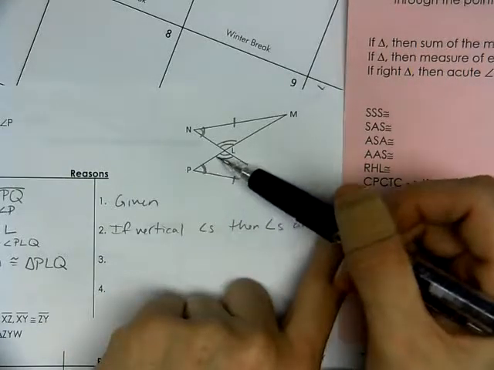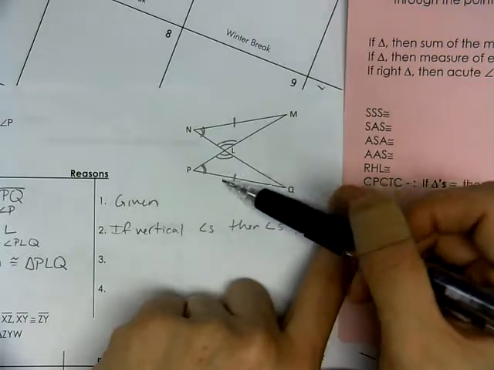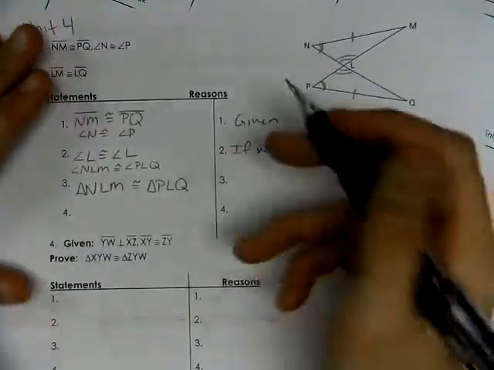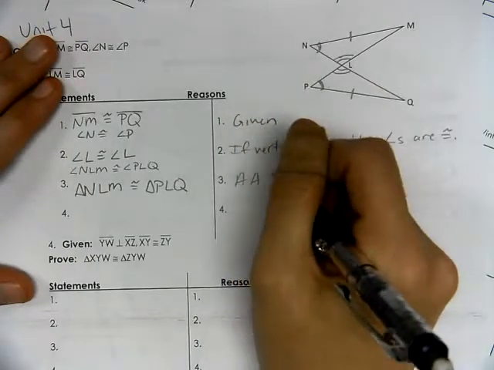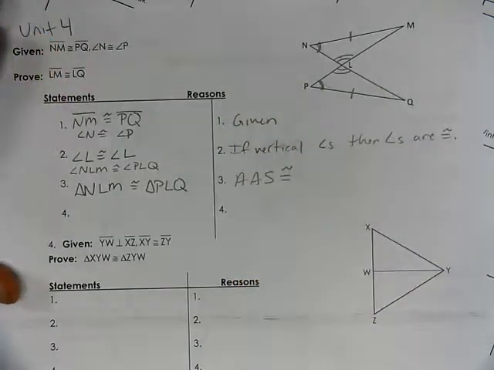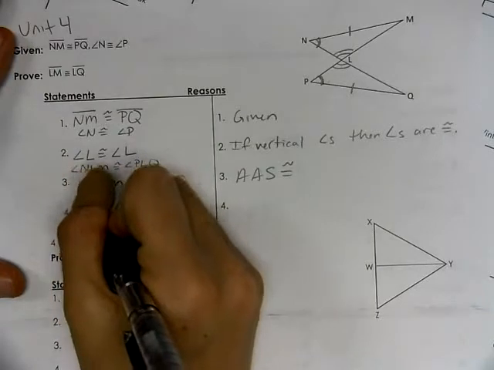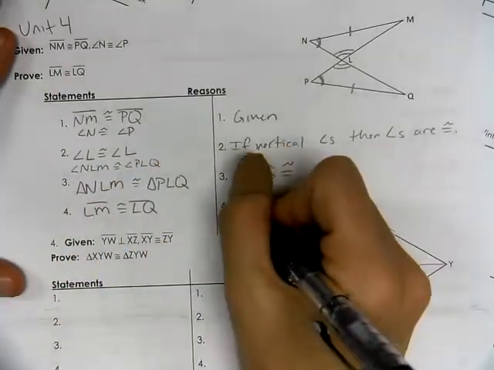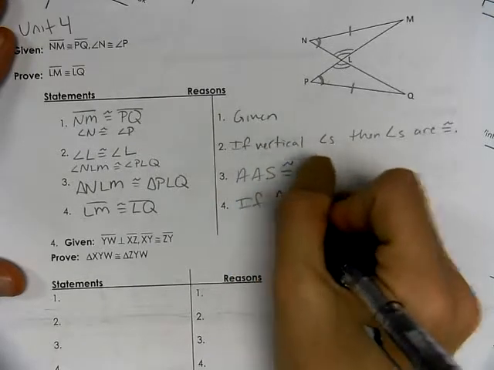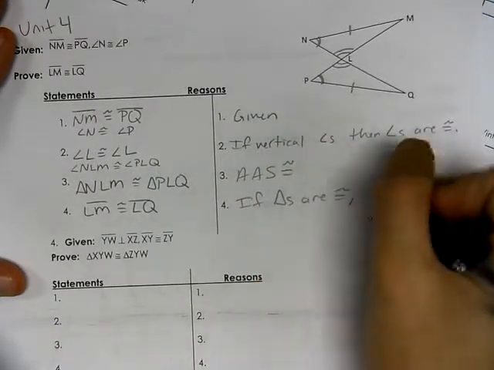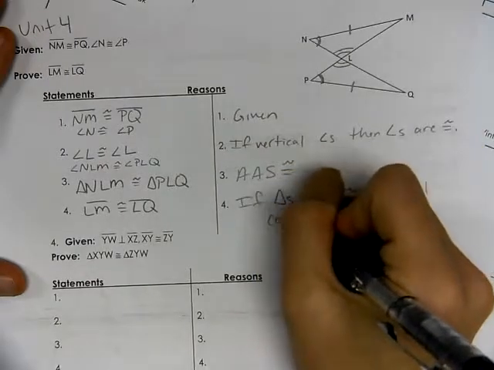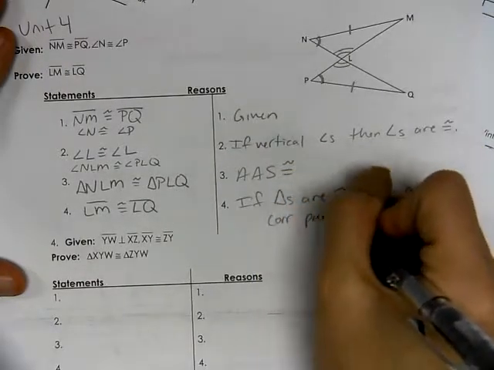Angle, side. Do you see how the side's not touching the two angles? So this would be angle side congruence. Now we can say LM is congruent to LQ, because if the triangles are congruent, then all corresponding parts are congruent.